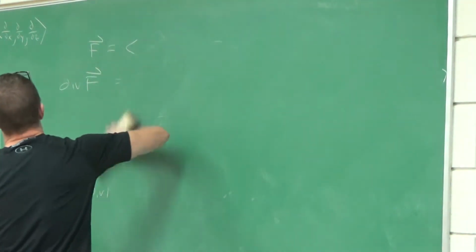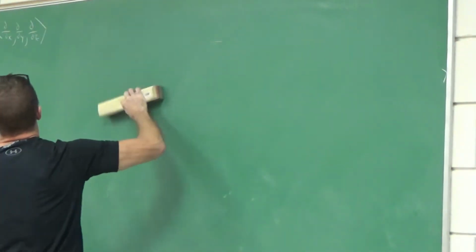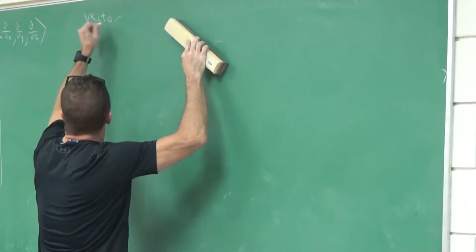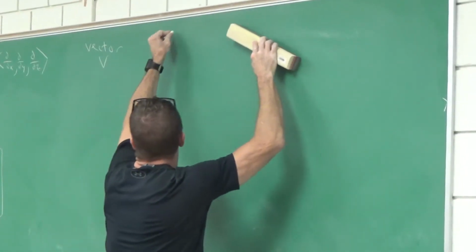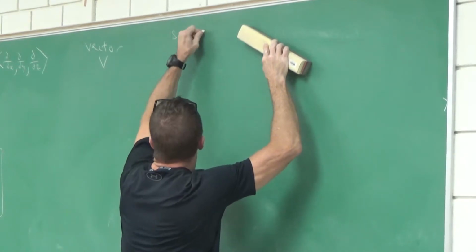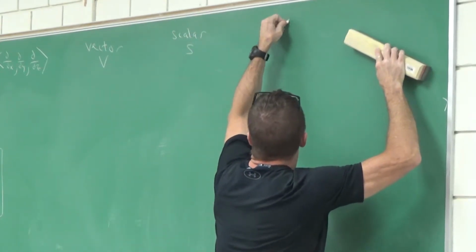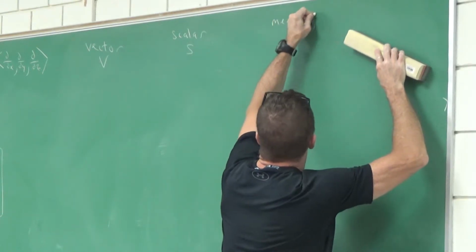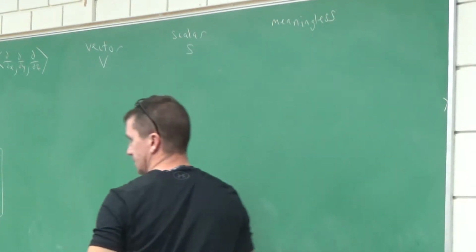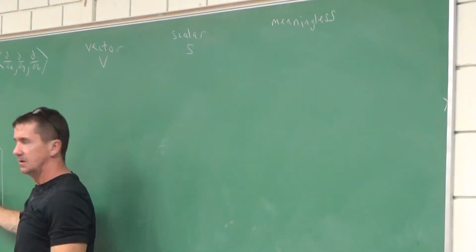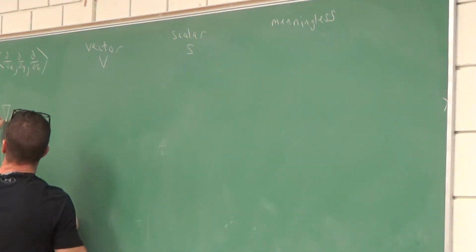We're now going to do an exercise and determine whether or not we have a vector, we can just put a v, a scalar, we can just put an s, or if it's just totally meaningless. So can we make up a key? First of all, what does this mean? What's del of f?